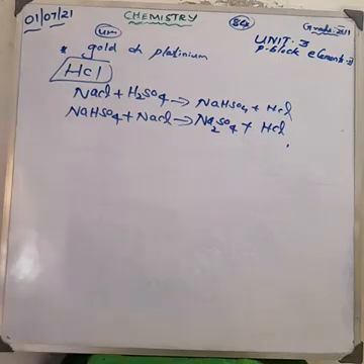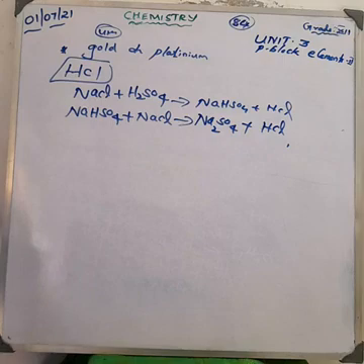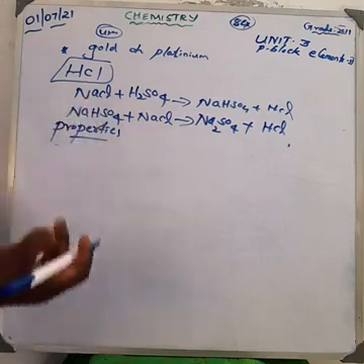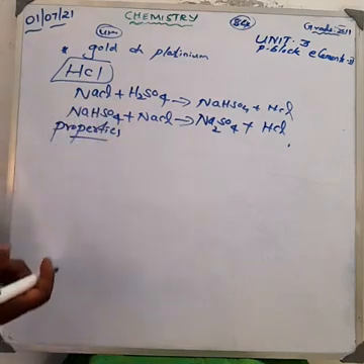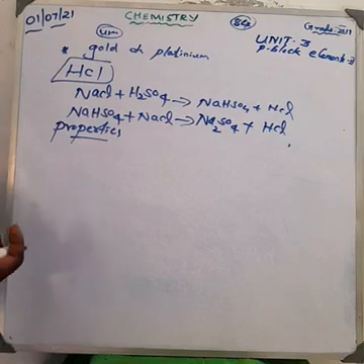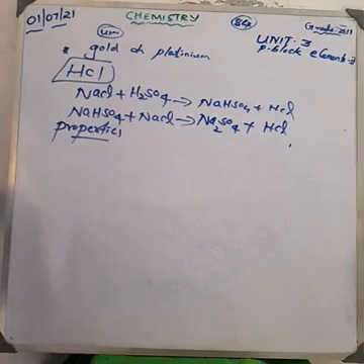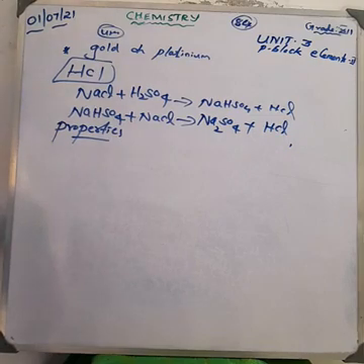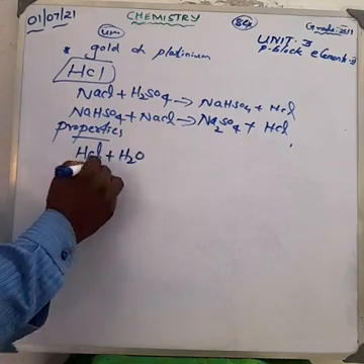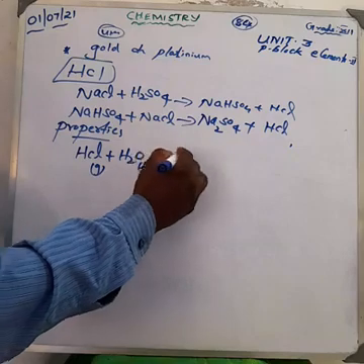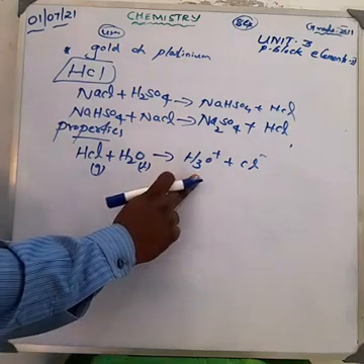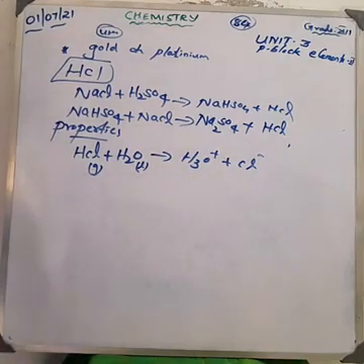Next, what are the properties of hydrochloric acid? Hydrochloric acid is a colorless, pungent smelling gas, easily liquefied to a colorless liquid and also frozen to a white crystalline solid. It is extremely soluble in water. HCl, which is in the gaseous state, reacts with water, which is a liquid, we get H3O+ plus Cl-, H3O+ the hydronium ion. H3O+, hydronium ion, am I right?